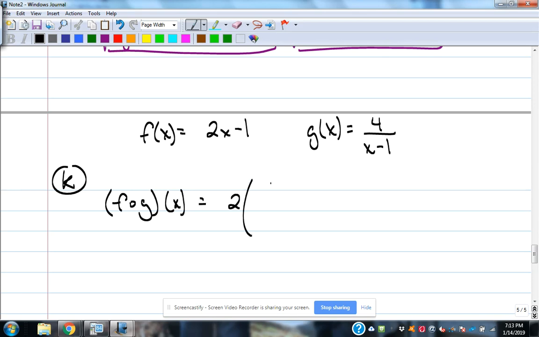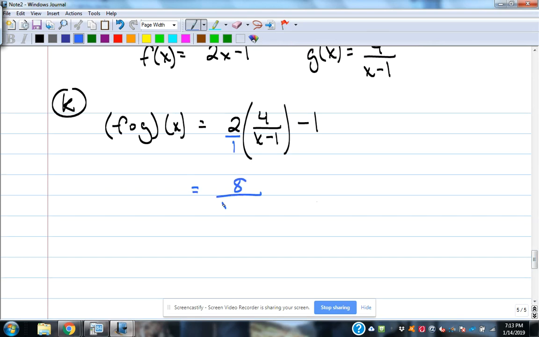So it's going to be 2 parentheses 4 over x minus 1, minus 1. Technically, that's 2 over 1. Rules for multiplying fractions: top times top, bottom times bottom. 2 times 4 is 8. 1 times x minus 1, 1 times x is x, 1 times 1 is 1. This minus 1 is still there. There's our function composition.